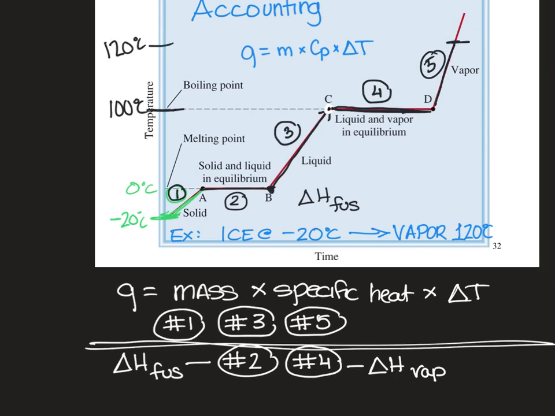So step 1, warming up my ice cube. Step 3, warming up my water. Step 5, warming up my steam. Those 3 steps involve a change in temperature, and we'll use the Q equals mass times specific heat times delta T. Steps 2 and 4 is where I'm putting the energy in to change the phase. Solid to liquid, then liquid to gas. And they each have their own molar heat of, associated with. It's a constant. You would be given that. And so you'd calculate those energies using those values.